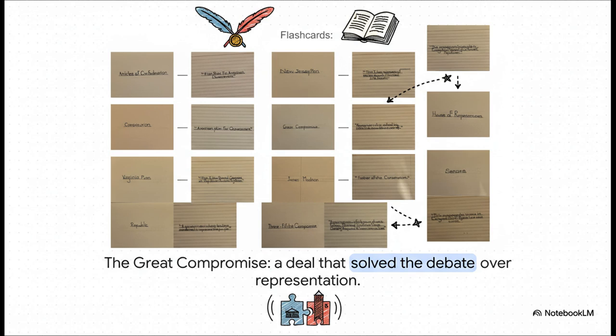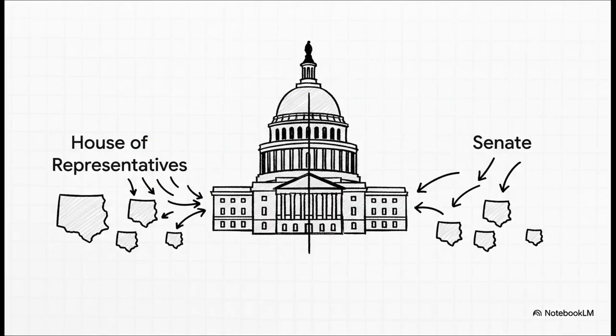Just like the flashcard says, this was the big agreement that finally solved that whole big state versus little state fight. So what was this brilliant solution? They basically just decided to do both. They created a Congress with two houses, or a bicameral legislature. In the House of Representatives, representation would be based on population. That made the big states happy. And in the Senate, every single state would get two senators, no matter its size. That made the small states happy. It was a mashup of both plans, and it actually worked.